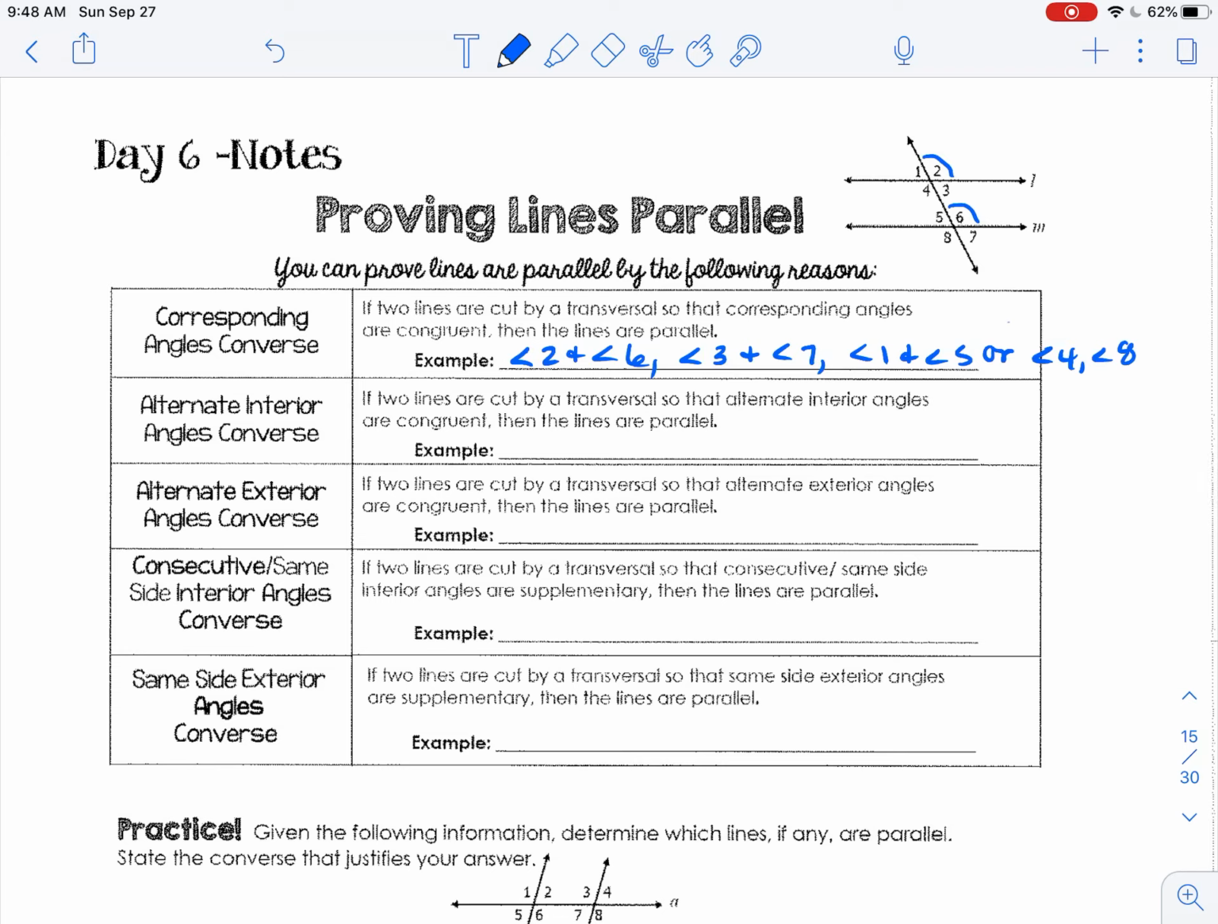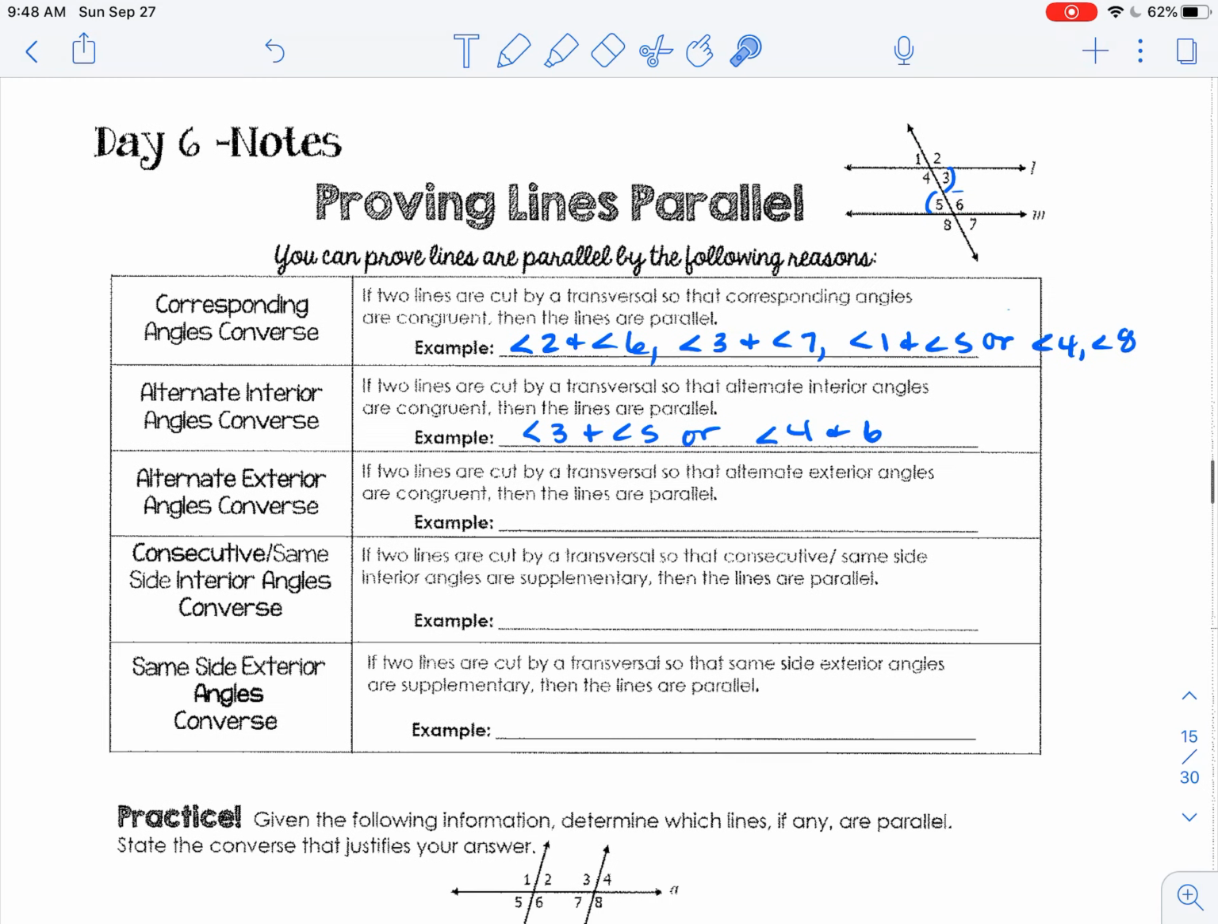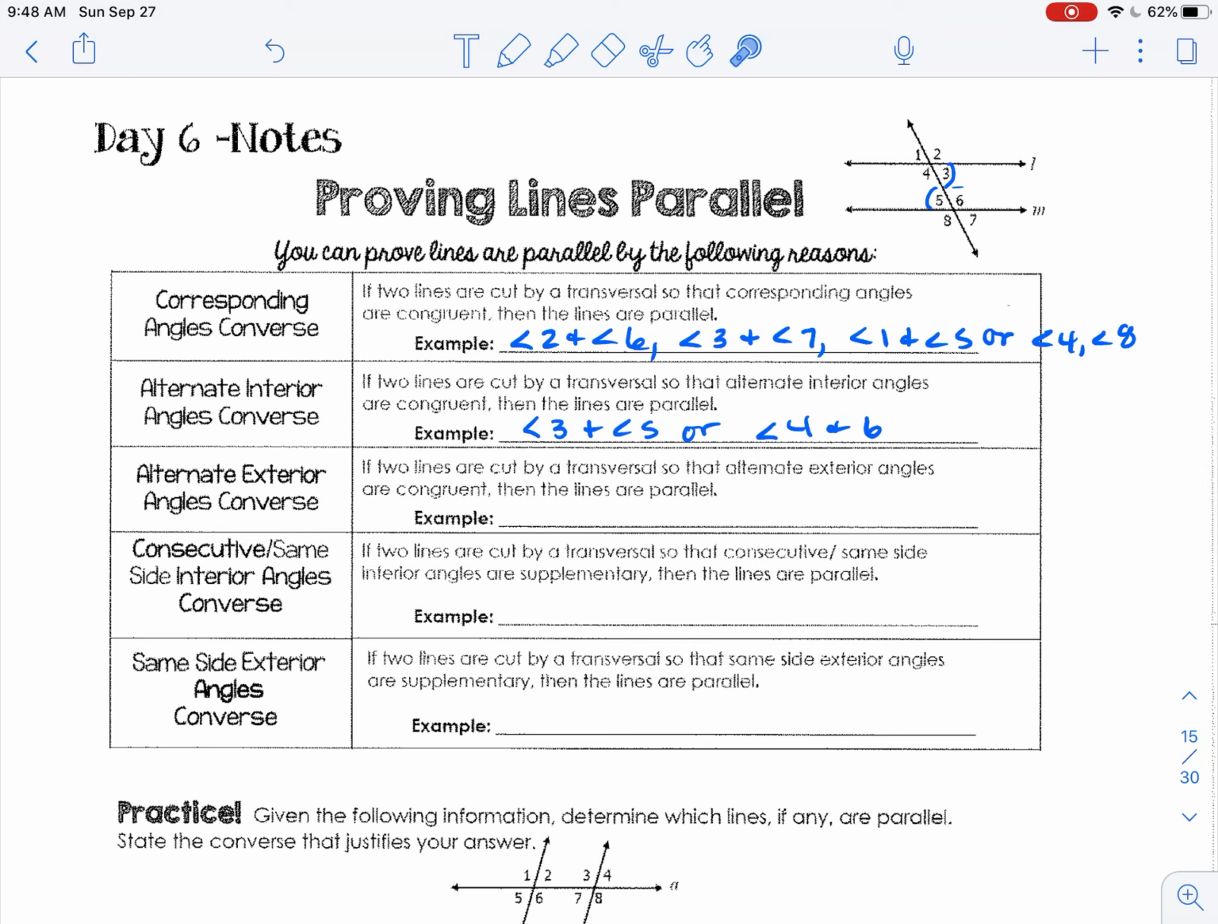The alternate interior angles converse: if I'm going to prove that the lines are parallel, then I'm going to show that alternate interior angles are congruent. So angles 3 and 5, or angles 4 and 6, because they are on alternate sides of the transversal and they are inside the interior region of the parallel lines. The alternate exterior angles converse, we need to show that angle 2 and angle 8, or angles 1 and angle 7 are congruent.